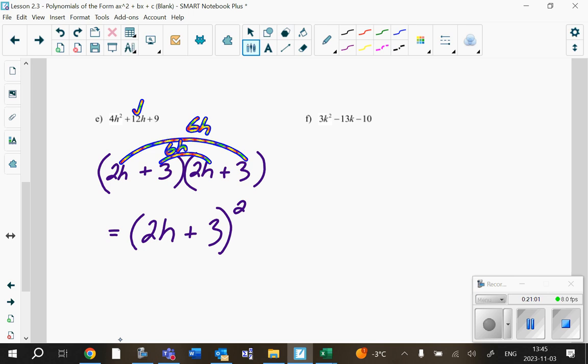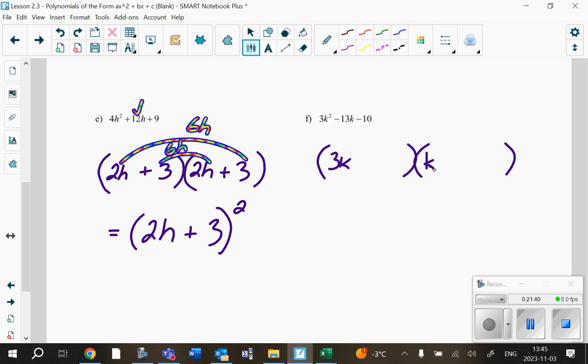Okay, next one. What do the first two terms have to be? 3K and K. The numbers have to multiply to get -10. Well, that means one has to be positive and one has to be negative. 10 and 1 multiply to get 10. So do 5 and 2. I'm going to try 5 and 2 because I want to try the ones closer to each other.